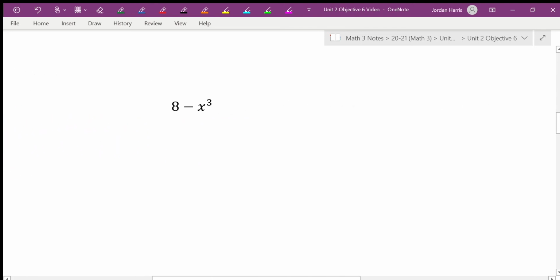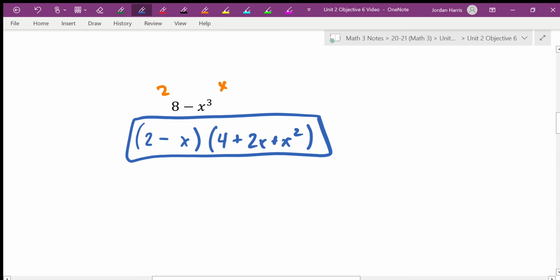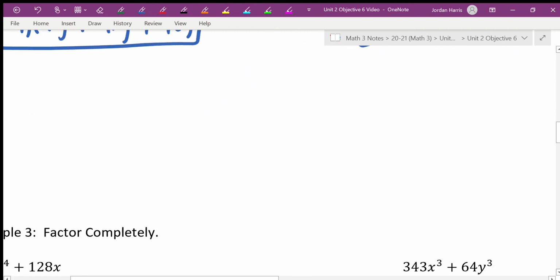Okay, the order can be flipped, so a relates to 2, x cubed relates to x, so a is 2, b is x, a, b, that's the binomial, and then the trinomial, a squared, a times b, b squared. Make sure you keep it the same, opposite, always positive. Make sure you keep the order the same as the original problem, right? 8 comes first, so 2 comes first when you factor it out.